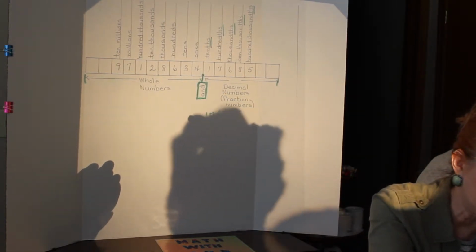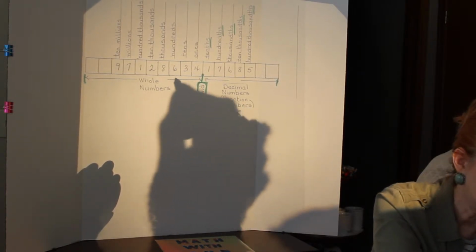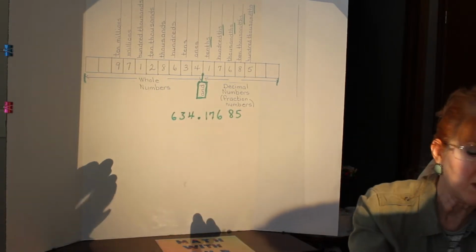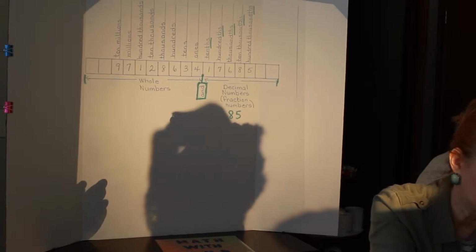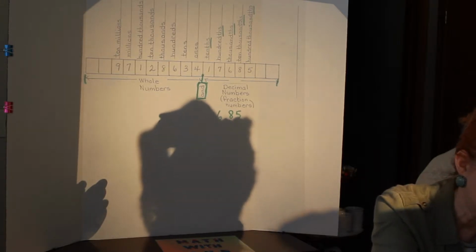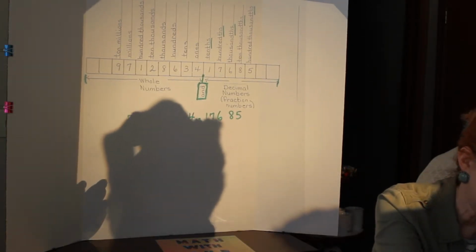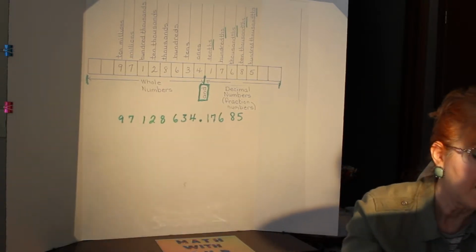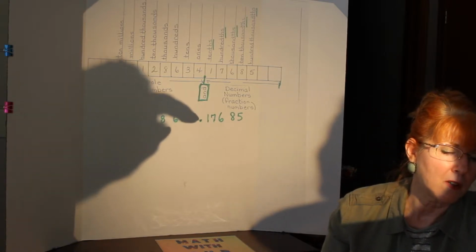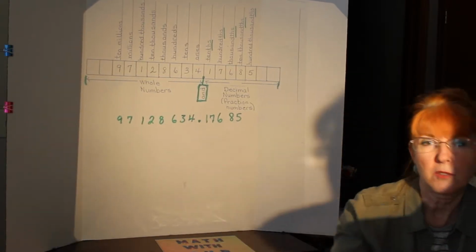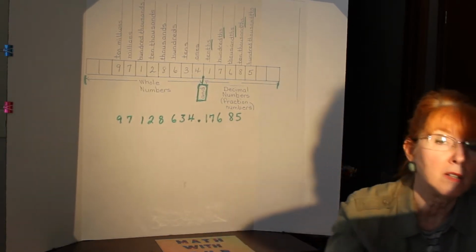So in my ones column, I have a 4. My tens column, I have a 3. My hundreds column, I have a 6. So if that's all it was, that's what your number would look like. In this case, we're going to space over, and we're going to have an 8, a 2, 1, and then I'm going to space again, 7, 9. So you end up with 97,128,634, and that's when you put the and. Alright, 17,685 hundred thousandths. It's a crazy number.